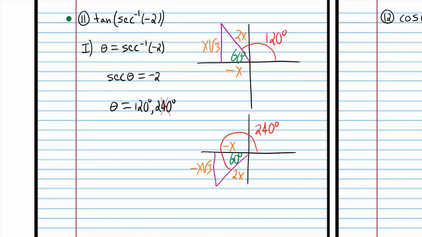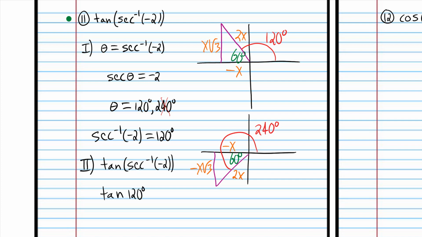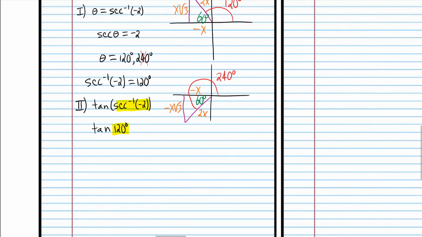240 is outside of the range restrictions for secant inverse. Theta must be between 0 and 180 degrees. So secant inverse of -2 is equal to 120 degrees. That's part 1 of the problem. Now we have to find tangent of secant inverse of -2, but we just found secant inverse of -2 is 120. So now we just have to find tangent 120.